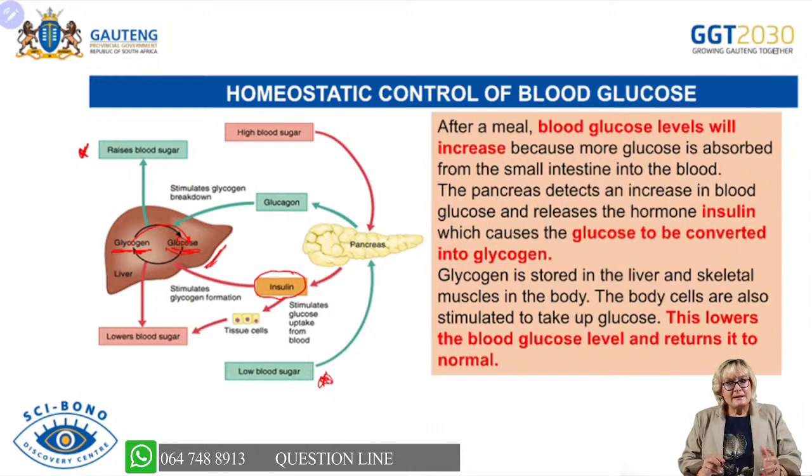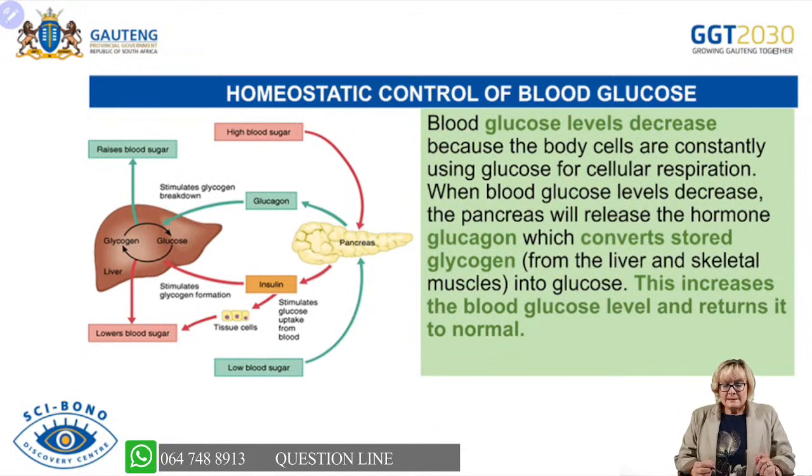And how is that done? The insulin will stimulate the cells to take up some of that glucose so that you can use it for respiration in your cells, and then the excess glucose will be converted to glycogen in your liver, and it will be stored there so that it can be used at a later stage.